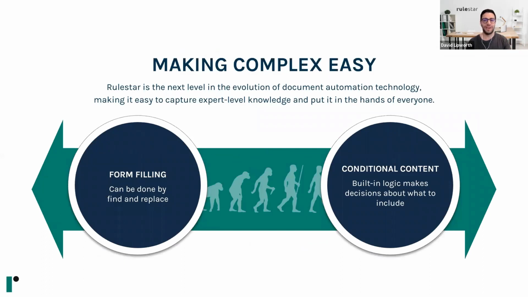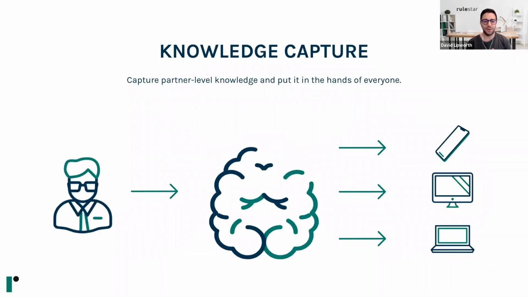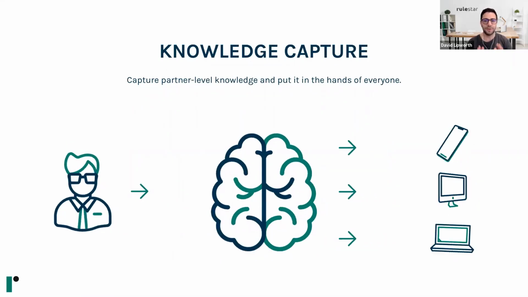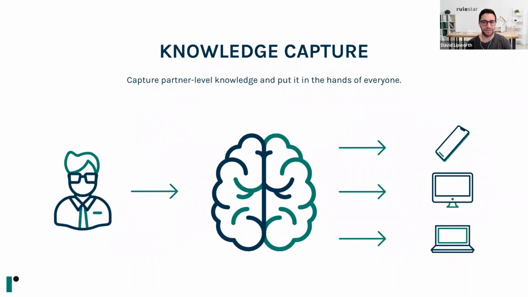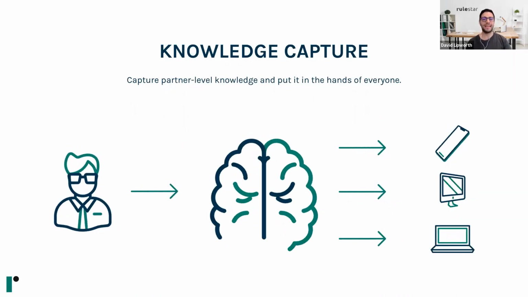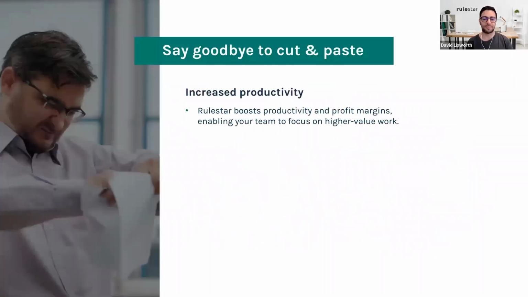And just a quick recap, right? Remember, we're all the way over on the right-hand side of the curve here. So this is next level in the evolution of document automation. We've gone way past form filling into the automation of highly technical drafting decisions. So the key here is that you're not just automating a document, right? It's not just document automation. You're actually automating the practice of law. So you're capturing partner level expertise and putting that in the hands of everyone in your firm.